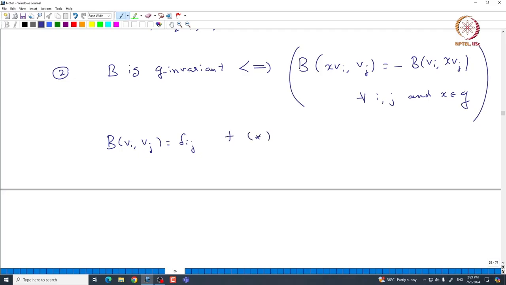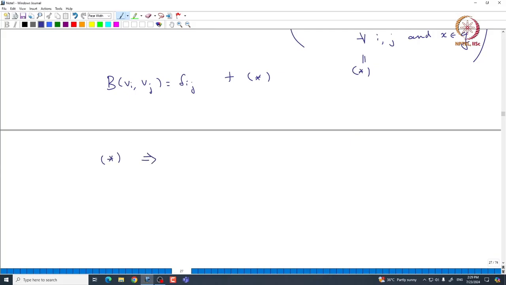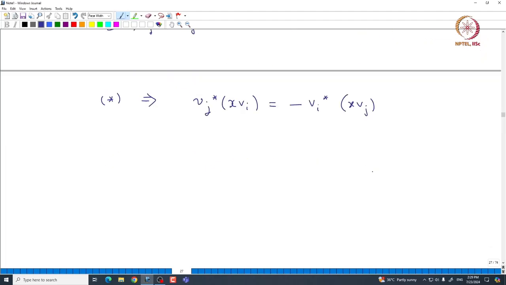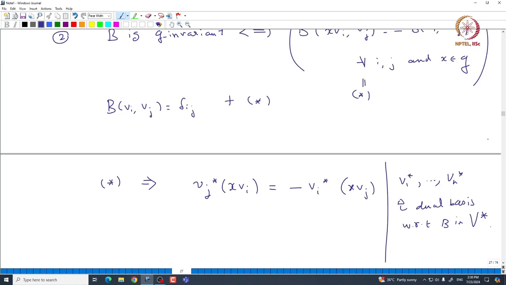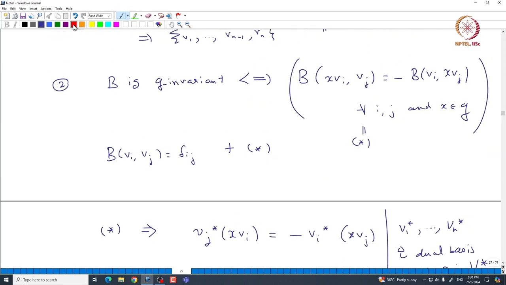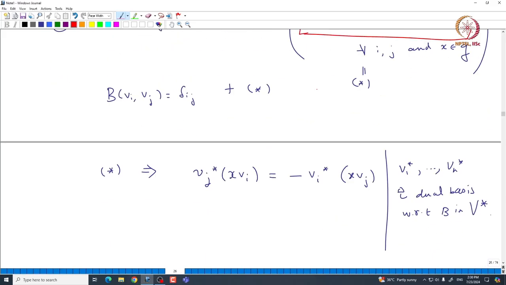Now if you take this additional condition that B(Vi,Vj) is delta ij, and call this condition star, then you can easily see that the condition star can be rewritten as follows: Vj star (X Vi) is equal to minus Vi star (X Vj). And of course, V1 star, etcetera, Vn star is the dual basis with respect to B inside V star. So that is why the statement in the star can be translated like this.